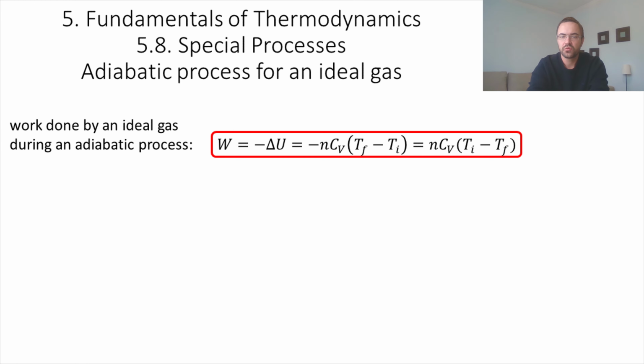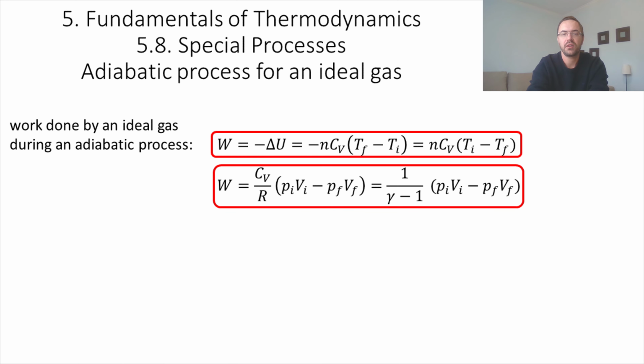Okay, but if you don't know the initial and final temperatures, then you can use PV equal nRT to write this as a function of pressure and volume. Right? So the work will be equal to CV over R times P initial V initial minus P final V final. And since we have seen a relation between CV over R and gamma, then CV over R is 1 over gamma minus 1. And so the work is 1 over gamma minus 1 times P initial V initial minus P final V final.